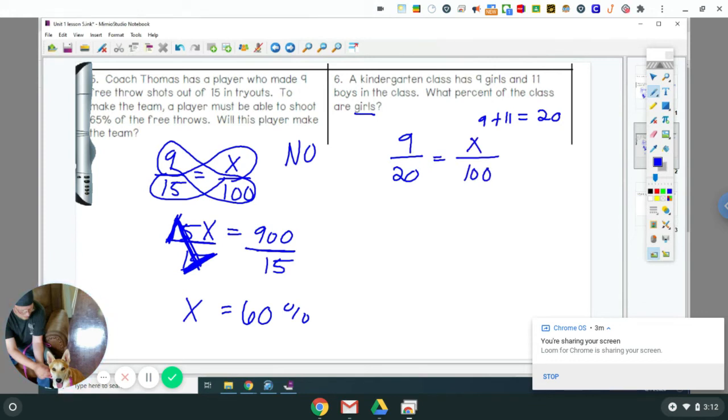Well, 20 goes into 100 very nicely. So 20 times 5 gives me 100. And whatever you do to the bottom, you do to the top. So 9 times 5 is 45. So 45% of the class is girls.